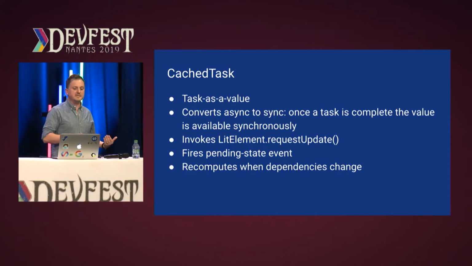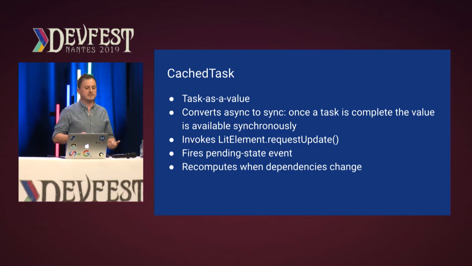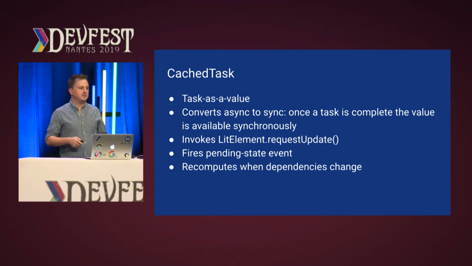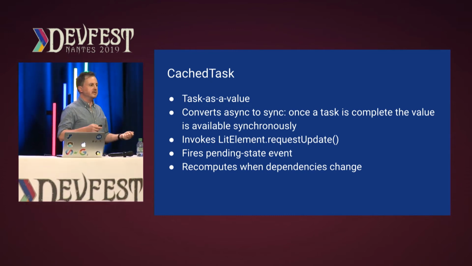And so I'm not going to show the implementation of a cached task because it just has a lot of bookkeeping around whether the resolve state has changed and things like that. But basically what it does on the inside is it treats a task as a value, and it's converting the async value to sync by basically waiting for it to resolve and then storing the value. And then when the value is ready, it invokes LitElement request update, which triggers the whole request lifecycle. And finally, it fires one of those pending state events, just like we did with the loading helper, so that any asynchronous work triggered by this cache can be dealt with by containers and included in progress indicators. And then finally, if the dependencies change, it's going to recompute the value.